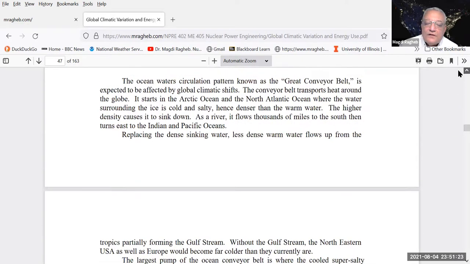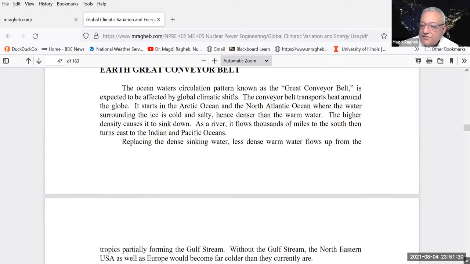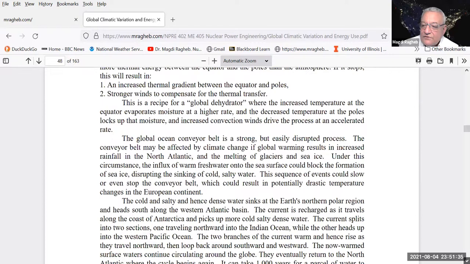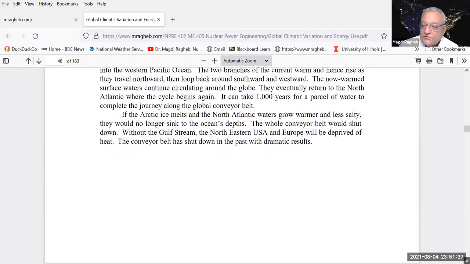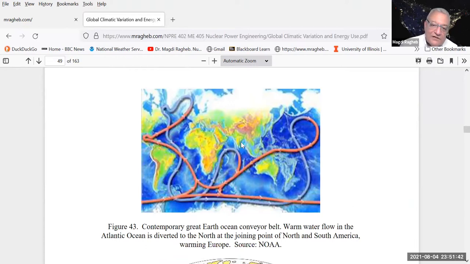Something very important that has to be taken into consideration is what's called the Earth's Great Conveyor Belt. The solar radiation that comes to us from the Sun is absorbed by 70% of the Earth's surface, that is the ocean. So the water absorbs that energy from the sun. Definitely also the land masses, but the water circulates. Land masses are constant there. Vegetation absorbs the heat, but the water in the oceans absorbs the heat of the sun.